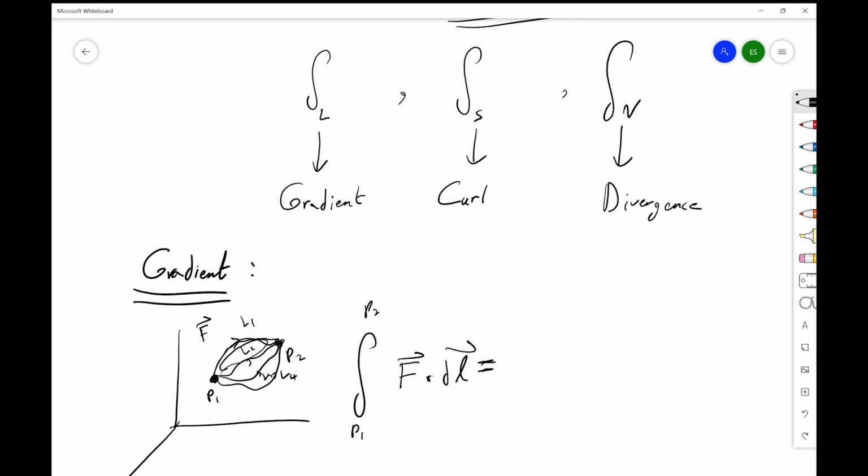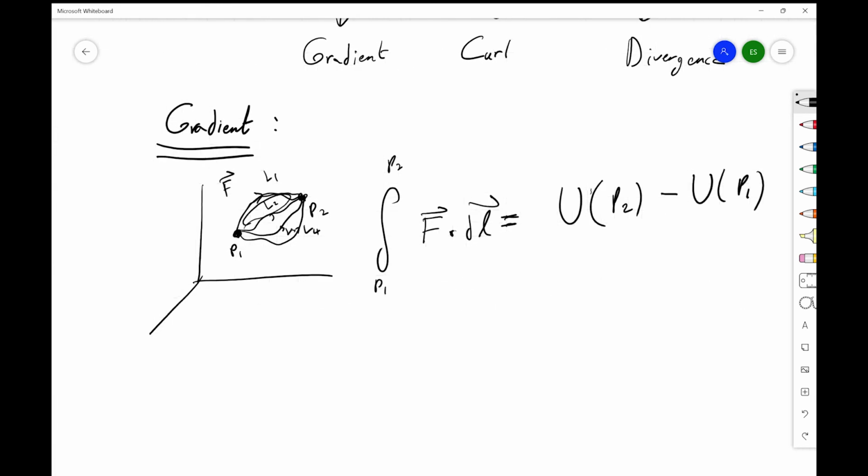So, taking again guidance from the fundamental theorem of calculus in one dimension, we would like to write this as some function that depends on the endpoints only. So this is some function of P2 minus the same function of P1. Okay, so we want to write this integral as this.